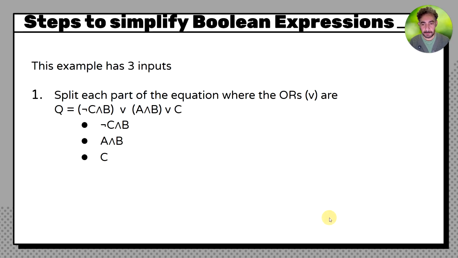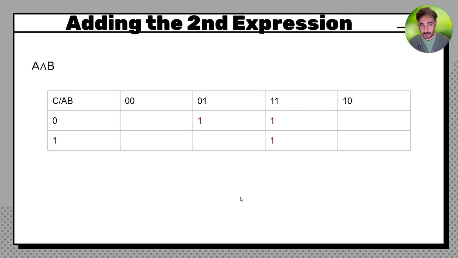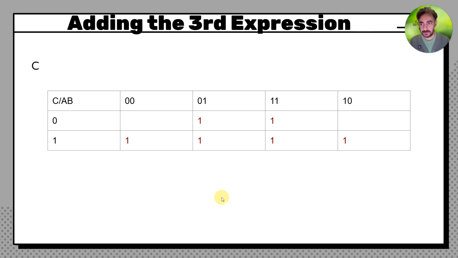Let's walk through another. So in this example, again, we have 3 inputs. So we'll plot the first part again. Here we can see the first part is not C and B. So not C and B would be in 2 columns here. The next part is A and B, which we've added here. And the last part is just C. So that means we add all of the bottom row there.